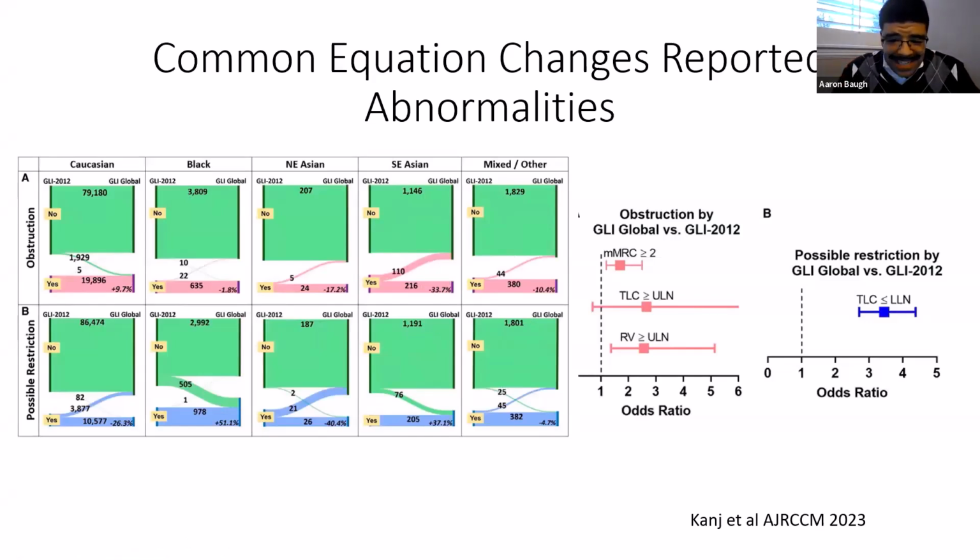But what does this really mean? A diagnosis has no relevance outside of what it can tell us about our patients. And so in this study, they start to get into this by asking, well, among those who are uniquely diagnosed as obstructed by the GLI global equation, that's the new reference equation we're recommending now, they found that they're more likely to have some air trapping and more likely to have symptomatic dyspnea.